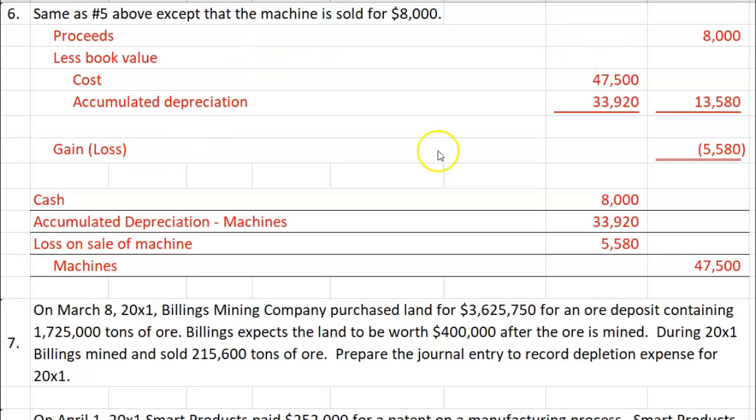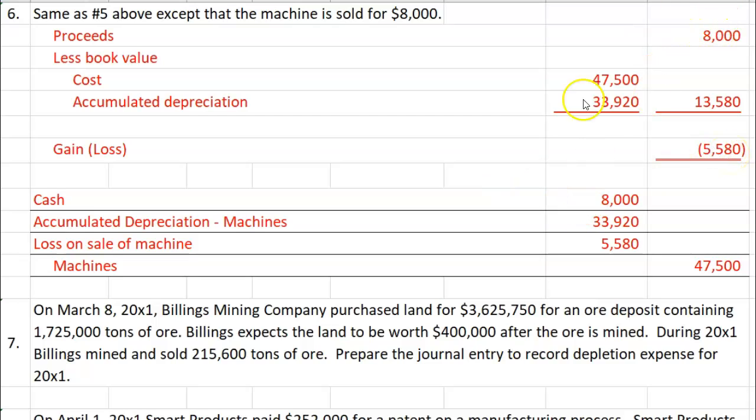This time we calculate a loss. The proceeds were $8,000 minus the book value of $13,580. That's the cost of $47,500 minus the accumulated depreciation of $33,920. $8,000 minus $13,580 equals a loss of $5,580.